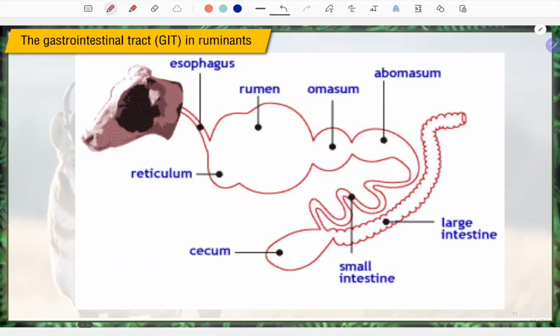This picture shows more clearly the whole gastrointestinal tract in ruminants. You should understand and be able to order it: first, second, third, the order of the gastrointestinal tract in the whole body from mouth to large intestine.